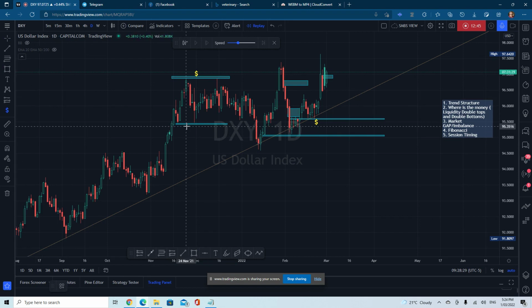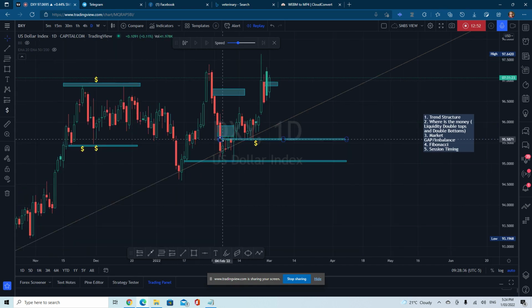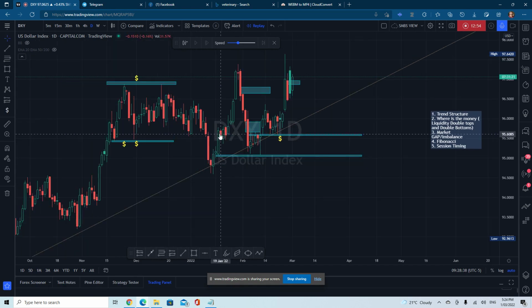This is where the money is. Most of the time, if you look at my charts, I'll try to use the dollar signs to be able to tell this is where the money is. So what that basically means, for example, for this move here, this is a demand area.